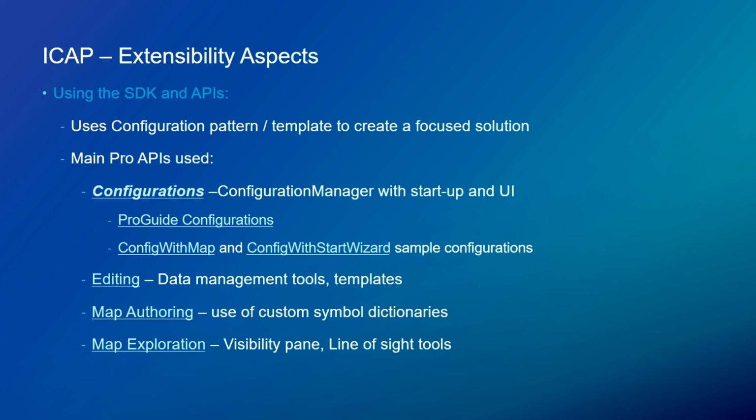Map exploration is the last API to kind of mention here. The team did take advantage of a number of different things when they were building those visibility and line of sight tools. You can see that they were using doc panes extensively to show that, and did some nice work with WPF to actually make it easy to use those tools and show you how those were selected.